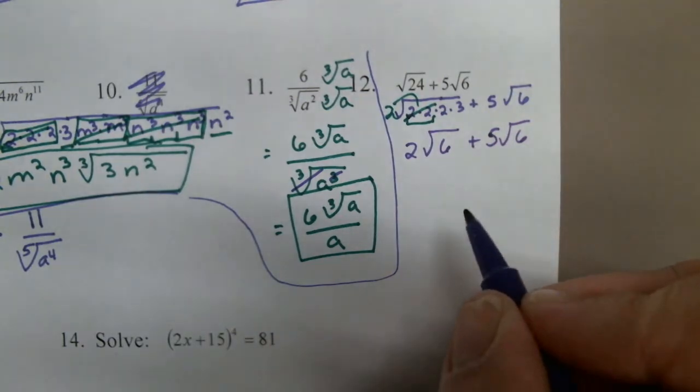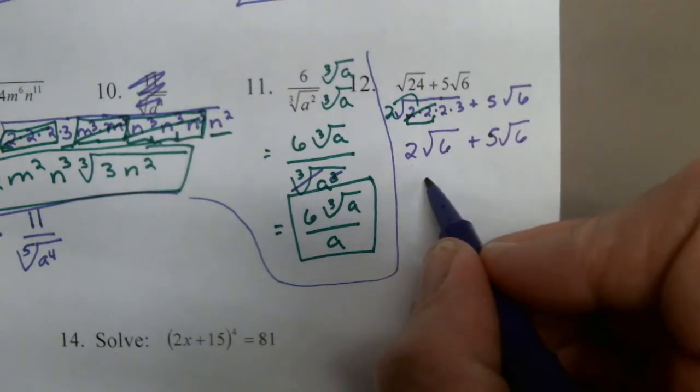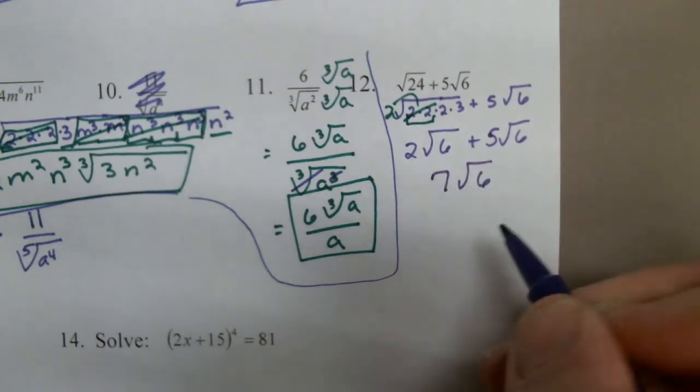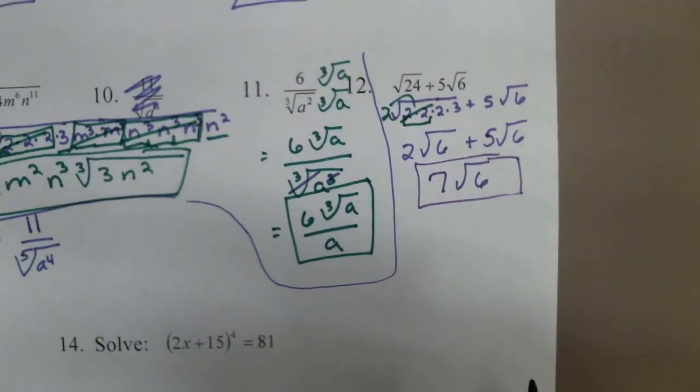Since those radicals are exactly the same, we can add them together. 2 square root of 6 plus 5 square root of 6 equals 7 times the square root of 6. So number 12, the answer should be 7 times the square root of 6.